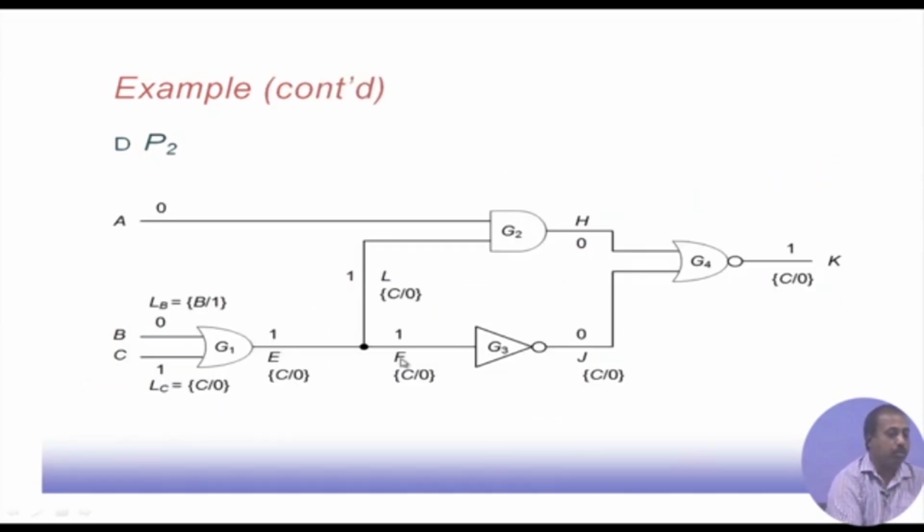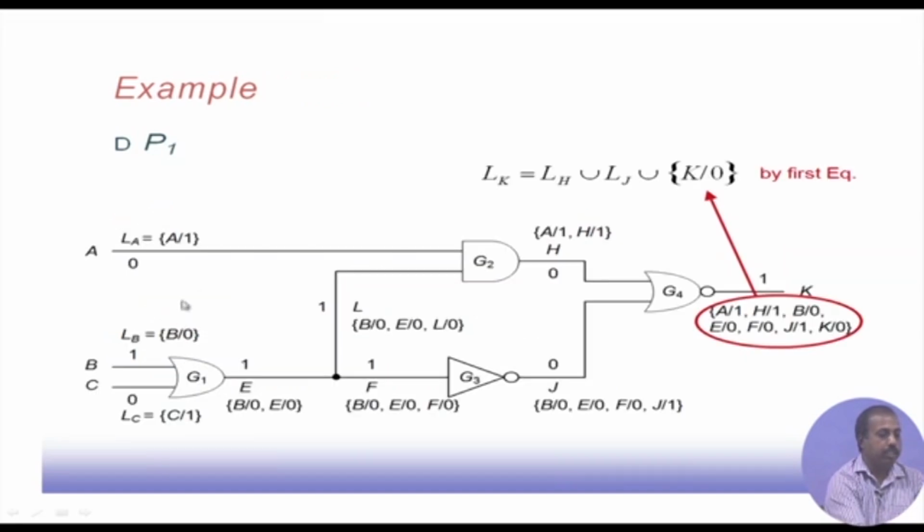For pattern P2, it was 0 0 1. So it could detect this new fault, B stuck at 1, which was not there in the previous case. Since A stuck at 1 and H stuck at 1 are already detected, they are dropped from the fault list.